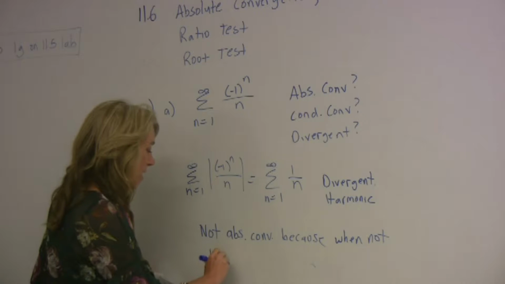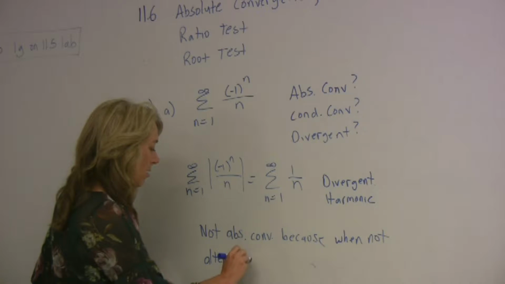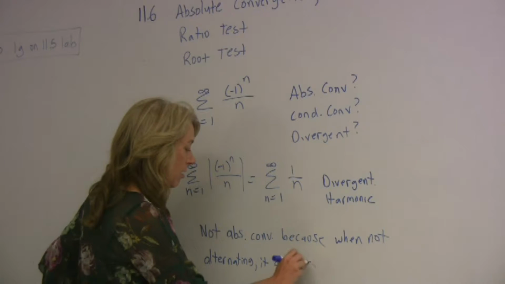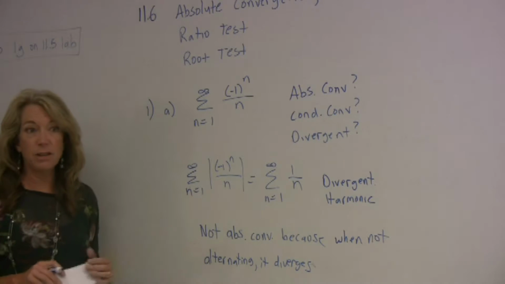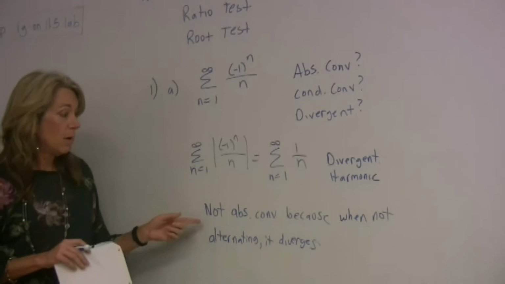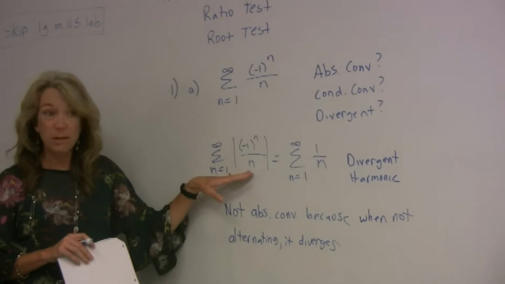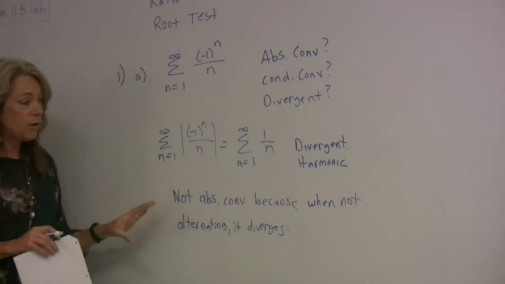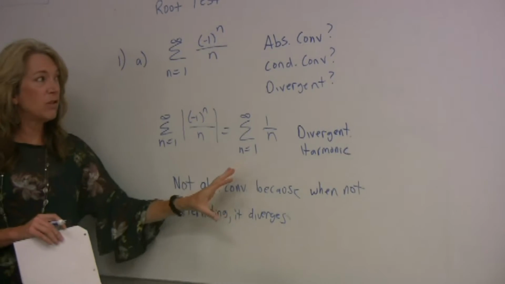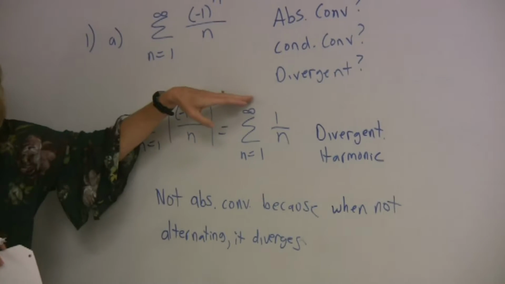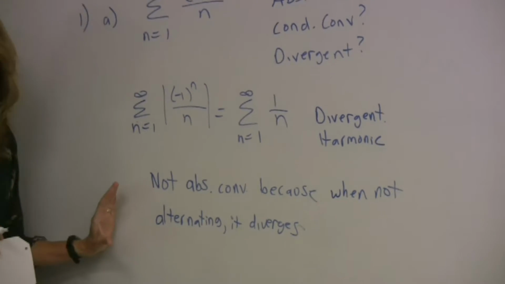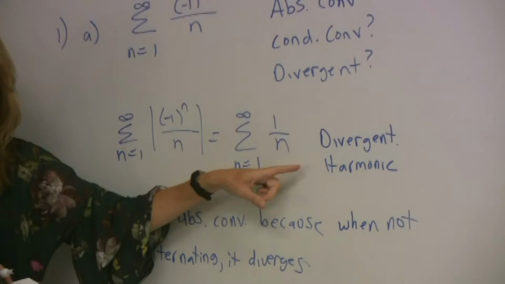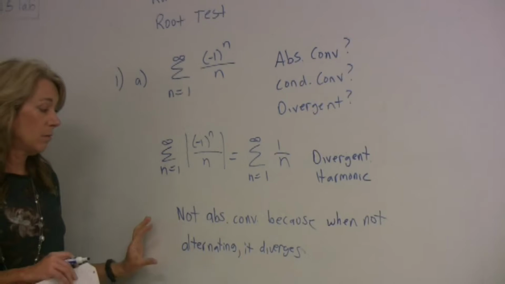When we take away the alternating part, when it's not alternating, it diverges. So, not alternating is the same as taking absolute values. Now, you don't actually have to write this part out, because the question just wants to know which one of these 3 it is. I'm writing this out to make sure you understand what we just looked for. We took absolute values, it didn't converge, so it's not absolutely convergent.